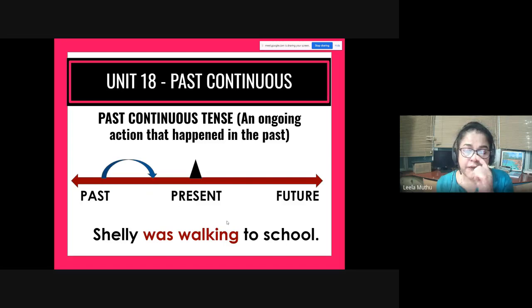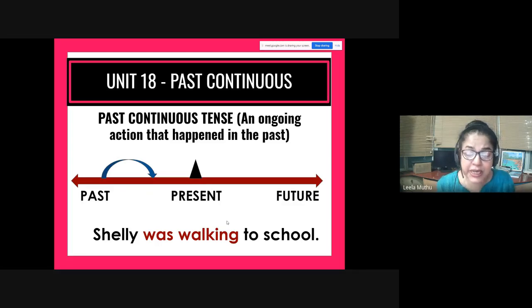So now we go to past continuous tense. Past continuous. So look at the arm on the timeline. In the part where it is the past arrow, you see an ongoing action happening in the past. The action was happening in the past, but obviously it's not happening right now. So in situations like this, we use the past continuous.